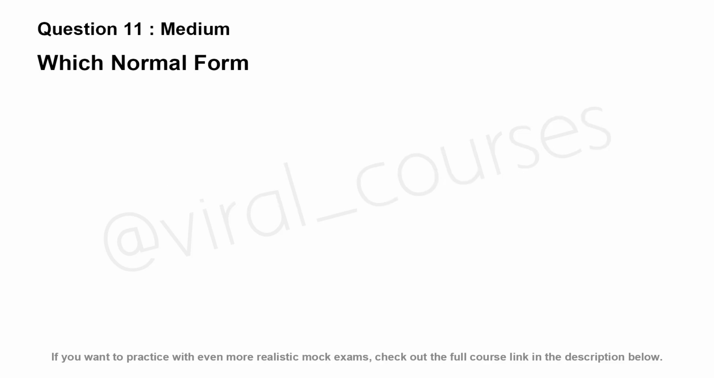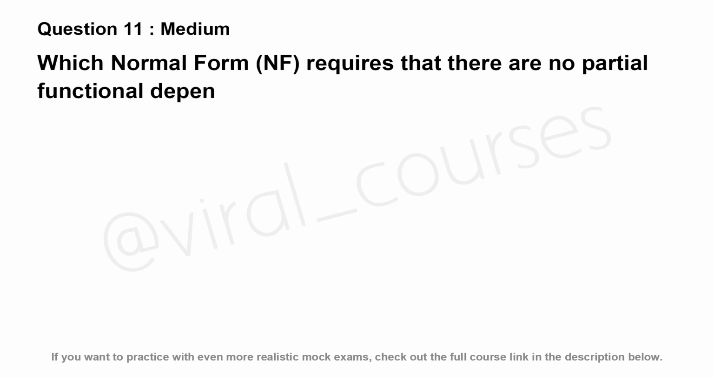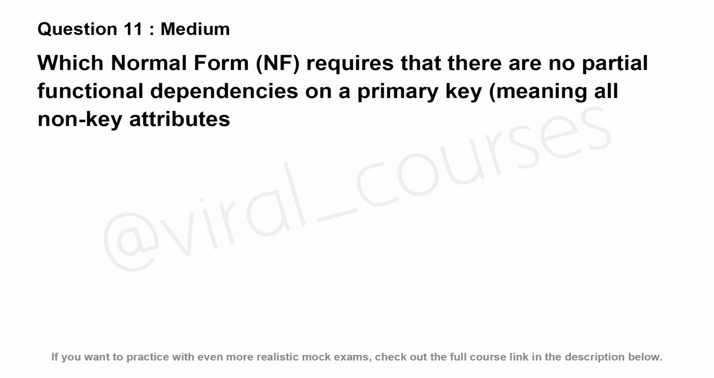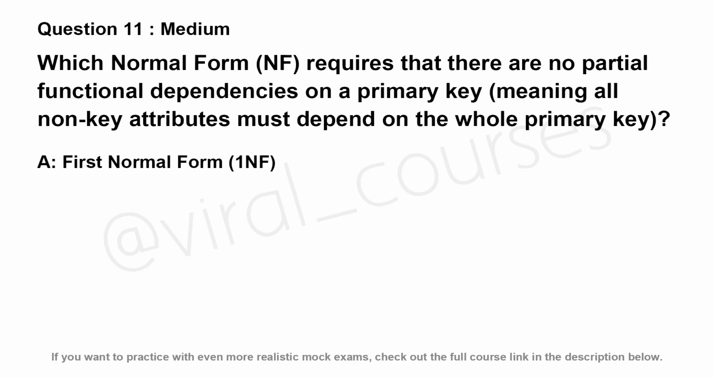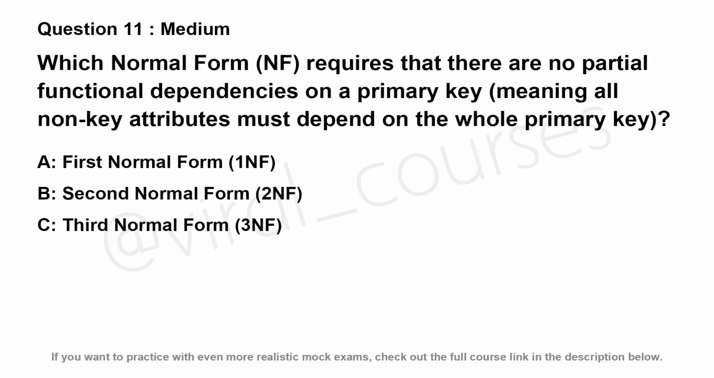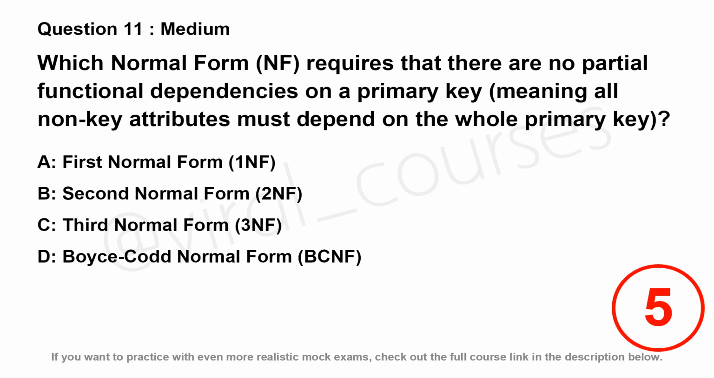Which normal form (NF) requires that there are no partial functional dependencies on a primary key, meaning all non-key attributes must depend on the whole primary key? Option A, first normal form, 1NF. Option B, second normal form, 2NF. Option C, third normal form, 3NF. Option D, Boyce-Codd normal form, BCNF.